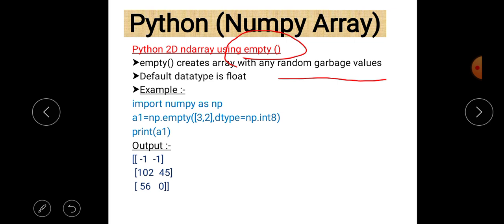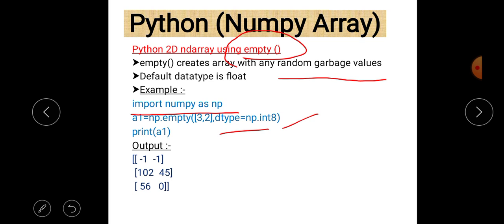The syntax is very simple. First of all, we have to write import numpy as np. It is a very important line, because without importing numpy as a library, we are not able to create an array. All these functions are related to the numpy library. In the second line, you can see that a1 is equal to np.empty, (3, 2), so 3 rows and 2 columns, and the data type is np.int8. So all are integer type, and the size is very small, 8-bit.